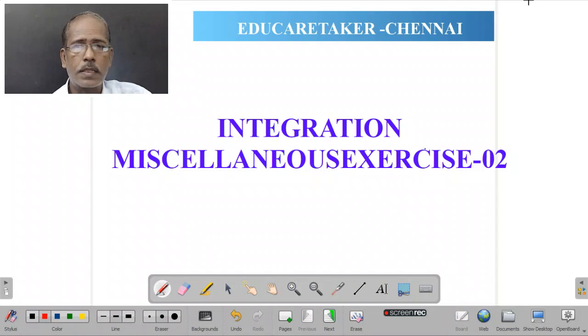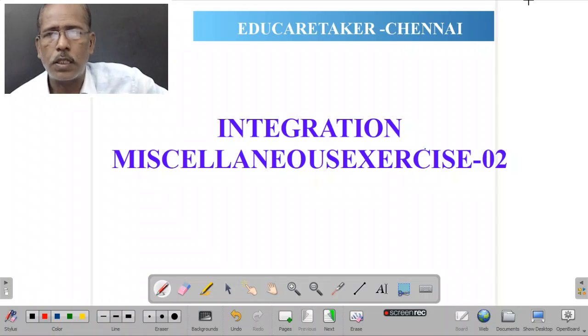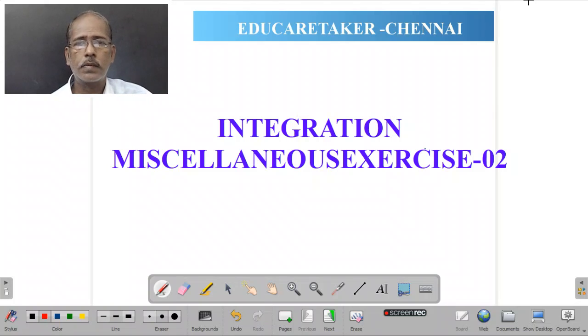And in this class we will discuss the second part of the integration miscellaneous exercise. In the last session we discussed until question number 6 of integral calculus. So let us start our session with question number 7 of the miscellaneous exercise of integral calculus.